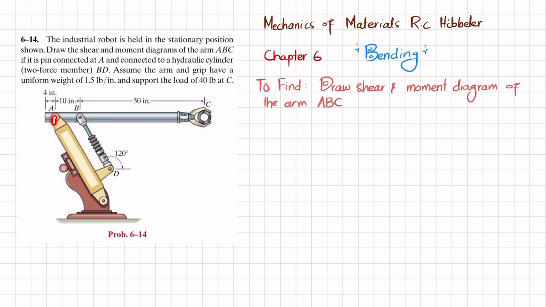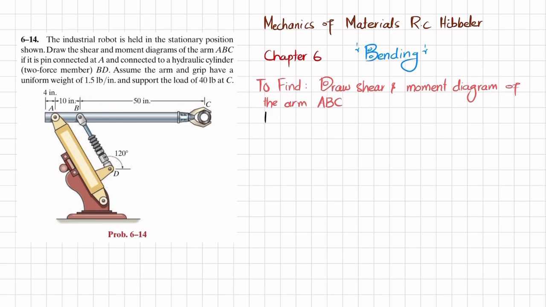It means that if you remove this pin support, you will have a vertical reaction at point A. And there is a hydraulic cylinder, which is a two force member, which is this force. It means that it applies force FBD, and it will have two components, one horizontal and the other vertical. So you have to draw the shear force and bending moment diagram for this arm. So let's start with the solution.